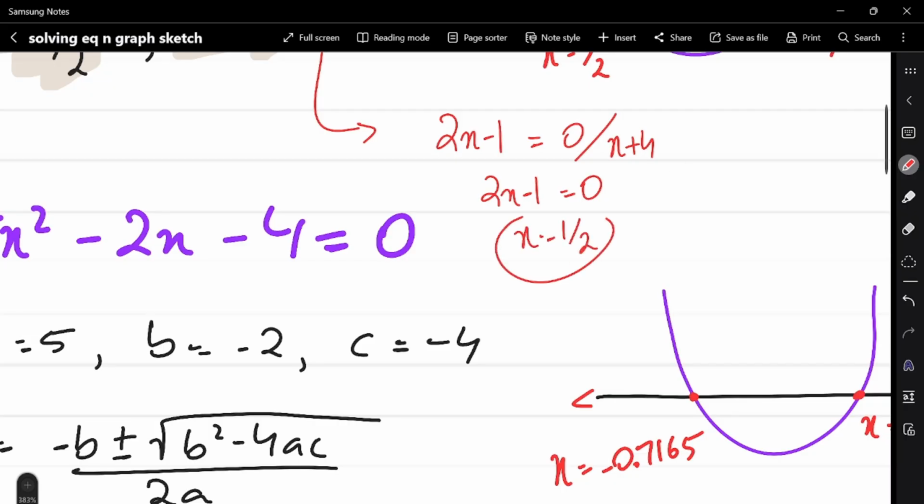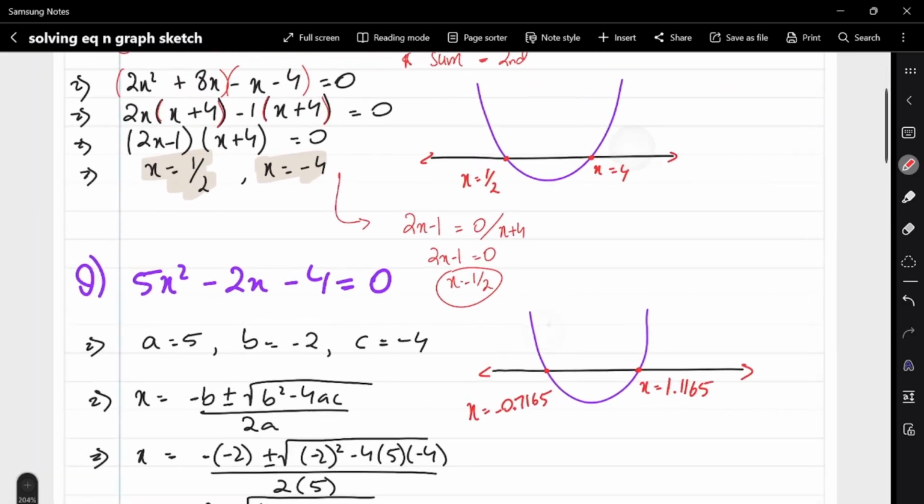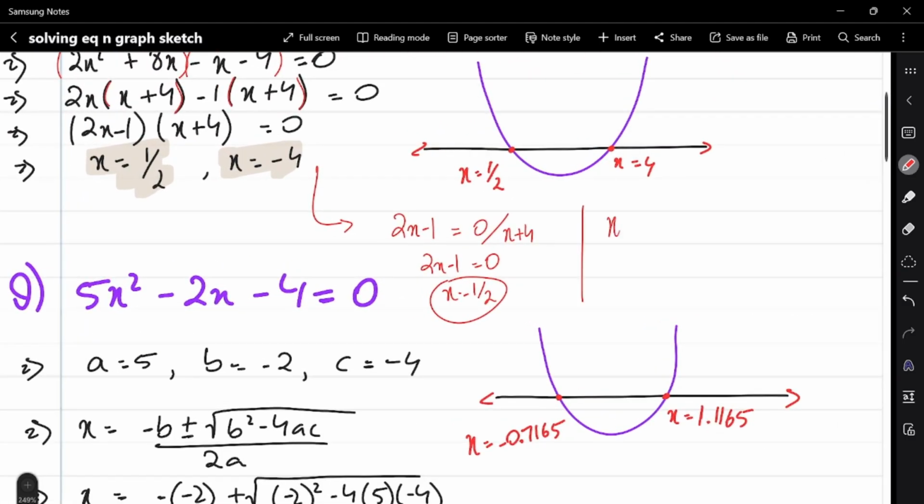This is our first factor, and the same process is going to be followed for x plus 4, where we divide 0 by 2x minus 1 to get 0 once again, and we're going to be left with x is equal to minus 4.